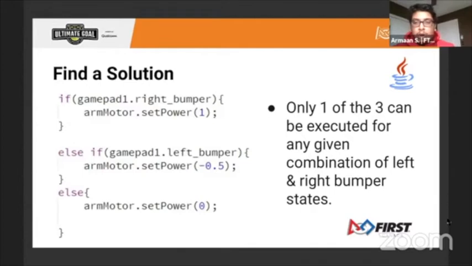It's because only one of these three functions can be executed. The arm can either be set to 1 or negative 0.5 or 0. Never two of them at the same time, or never three of them at the same time. Just one out of the three. So in this case, it works because it'll either be up, down, or nothing. This is the correct way to implement the arm.